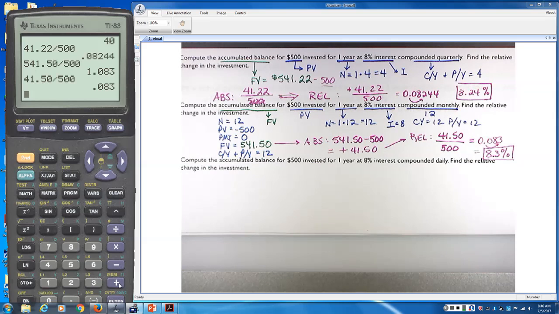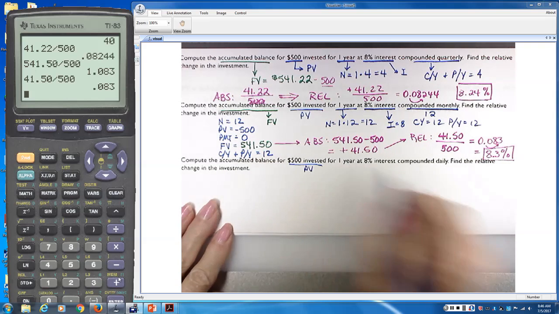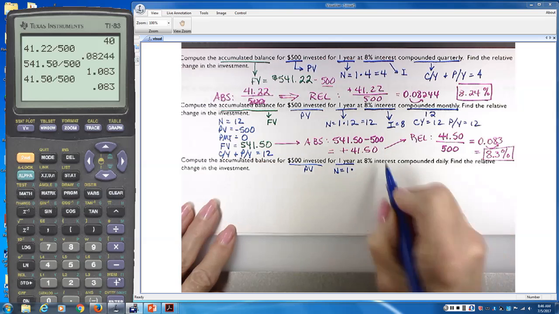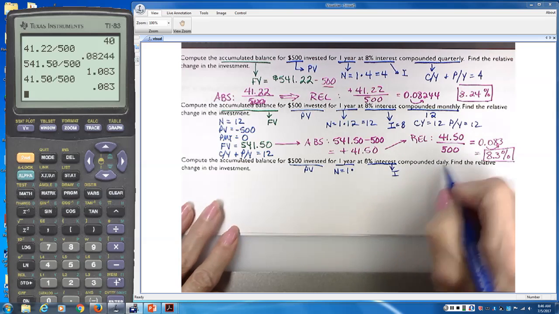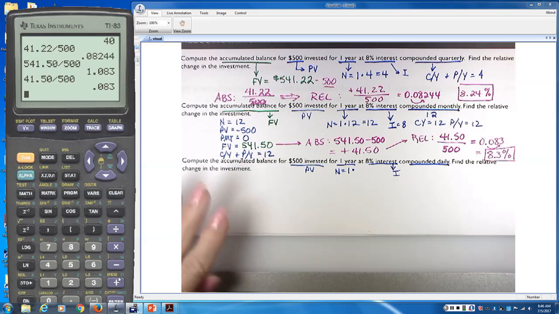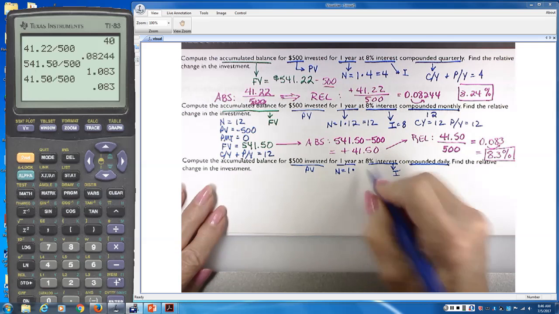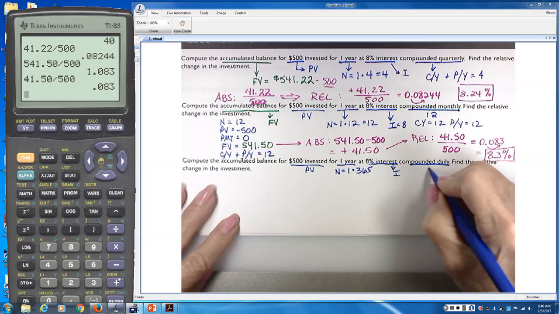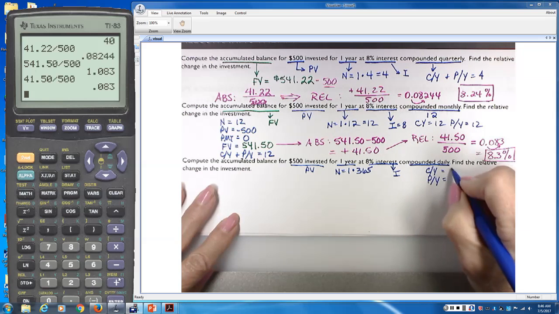Now we're going to do it one more time. Still have $500. Still going to be 1 year. Still at 8%. Now it's going to be compounded daily. So N is going to be 1 times what? 365. Good deal. So C/Y and P/Y are both going to be equal to 365.